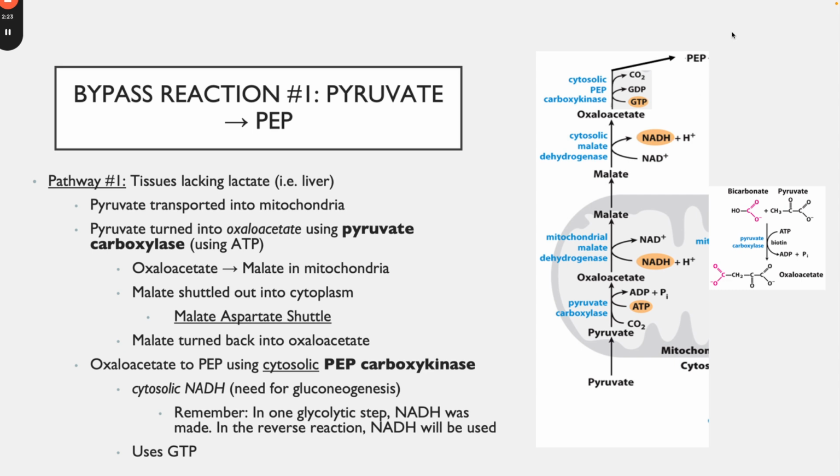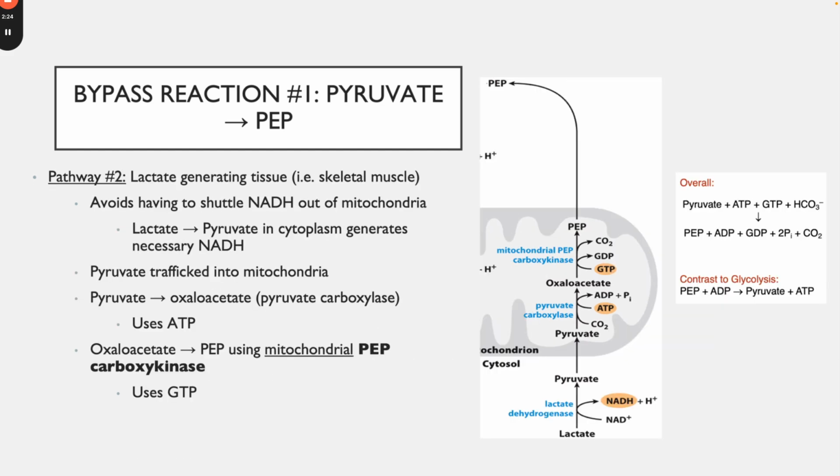Yeah, and then at the end of this bypass reaction 1 in liver cells, we end up forming our PEP, which then goes upwards in the reversal direction of glycolysis. Is everyone clear, at least on this first part? Okay. So then for the second half, right?